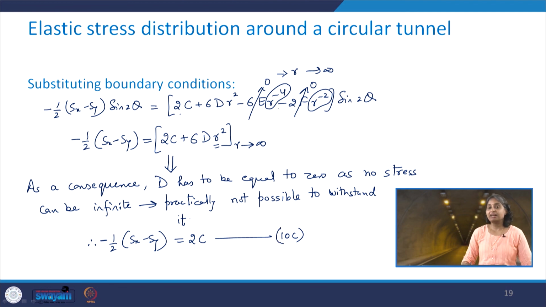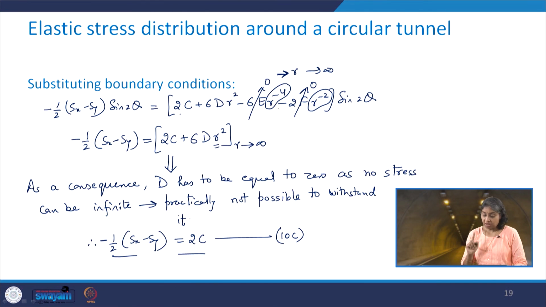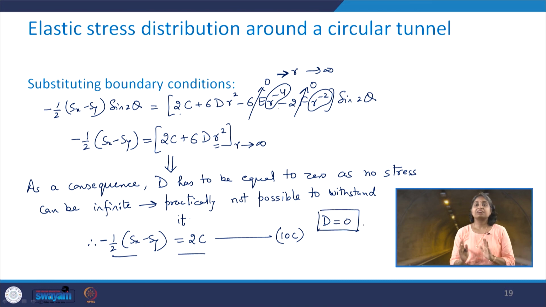So, you see that here we have applied as of now the boundary conditions at r tends to infinity, and we got three equations, that is 10a, 10b and 10c. And if you take a look, this equation 10c, which is half (Sx minus Sy) is equal to minus 2c, is it not the same as equation number 10b? Okay. So, ultimately here we have got only two equations, but one thing also we got, that the constant d will be equal to 0, so that the system has some practical meaning.